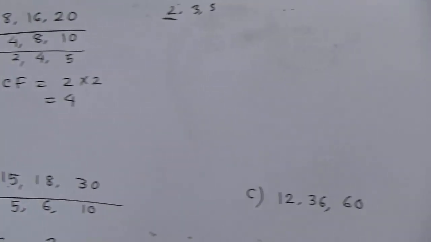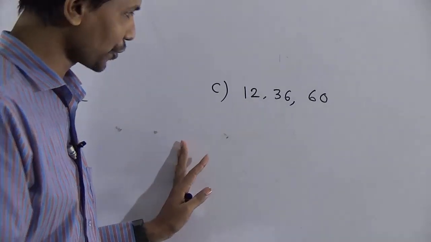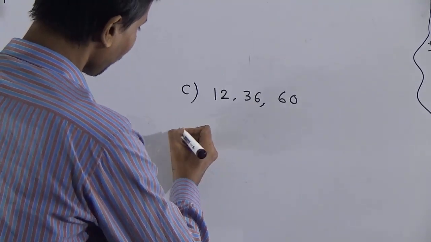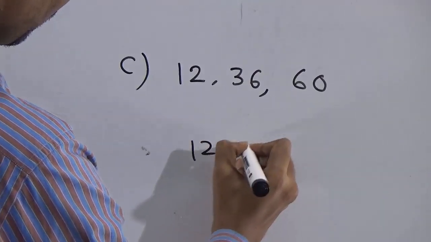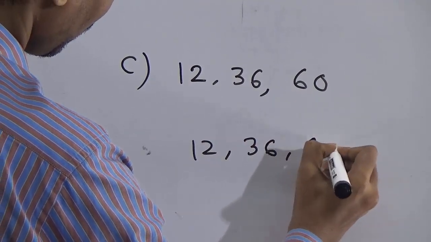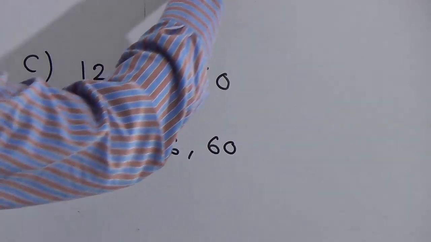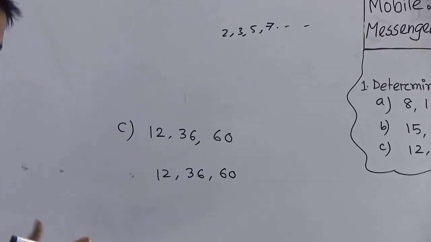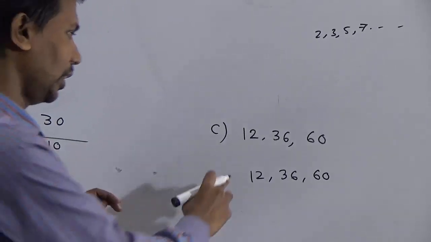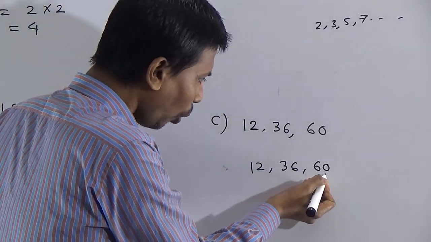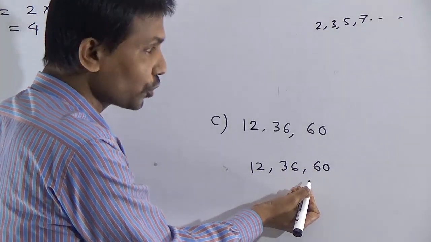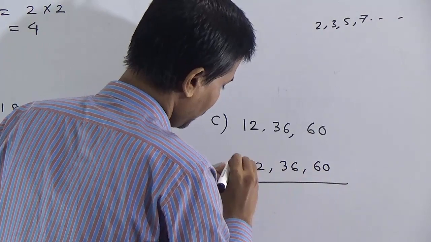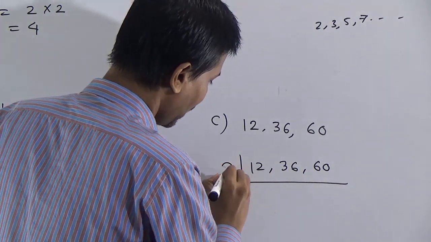Now I will solve the C number question. We know 2, 3, 5, 7 are the prime numbers. Now you select, look, all the numbers are even numbers, so they must be divisible by 2. Like this way, now you select 2.